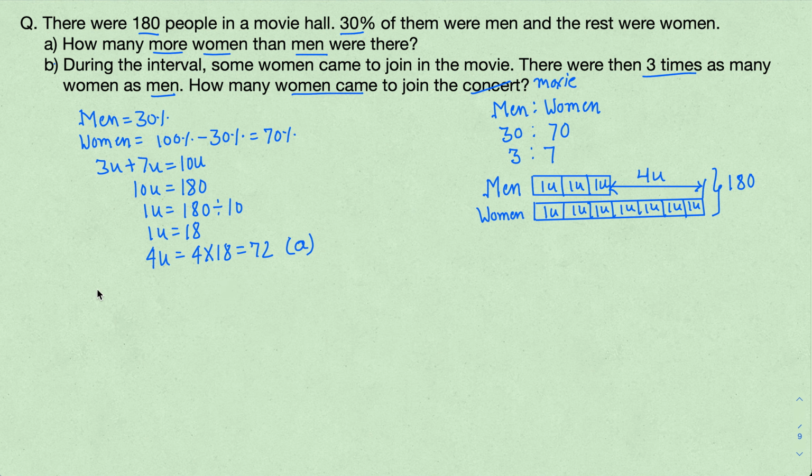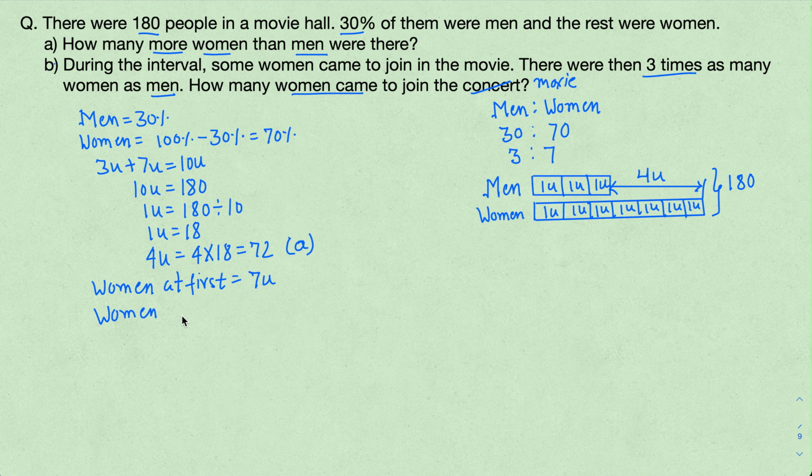So let's see how many women there were at first. We can write it like this: women at first in terms of units were how many? There were 7 units of women at first. Now how about at the end? After the women have joined in the interval, what is the number of units of women then? See, it is 3 times as many as the men. And how many units of men were there at first? 3 units, right?